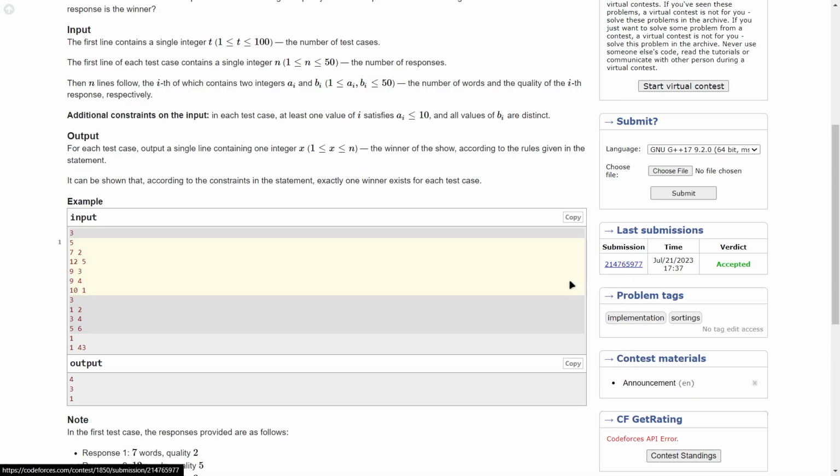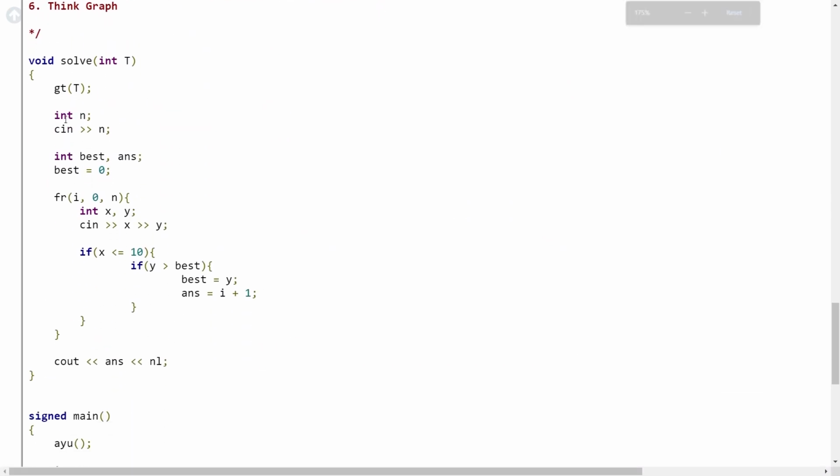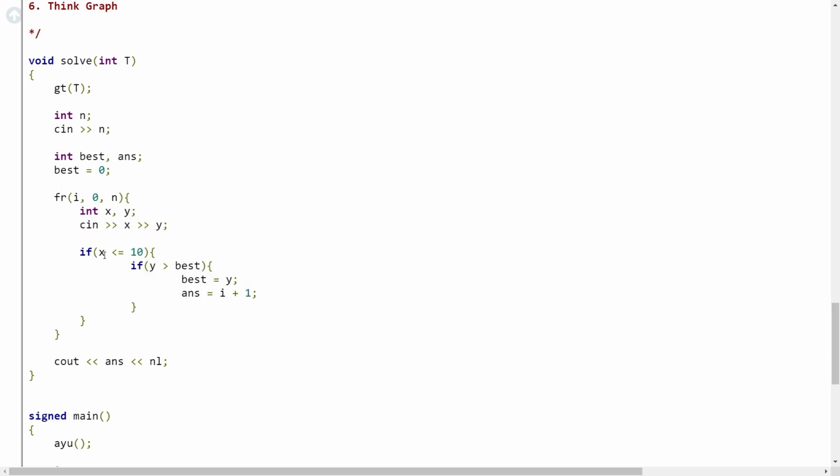So let us have a look at the code. You see what I've done is, I've created an integer n and I've created 2 variables, best and answer. Best is initialized with 0. Now I just traverse through all the values and take inputs. If the number of words is less than or equal to 10 and the new value that I have got is greater than best, then I'll update the value of best and I'll update my value of answer.